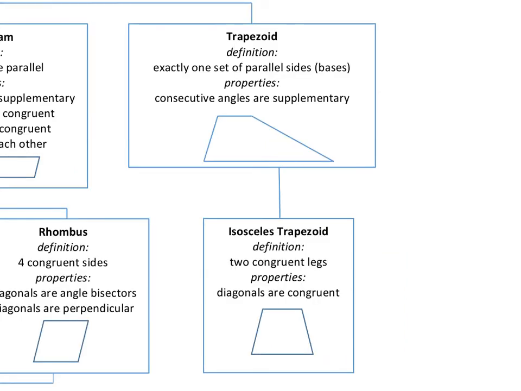Next, let's turn our attention to trapezoids. And a trapezoid is a type of quadrilateral where exactly one set of sides are parallel, and those are known as the bases. So in this diagram, the parallel sides, or the bases, are this one here and that one there. And one property that results from that is that some consecutive angles are supplementary.